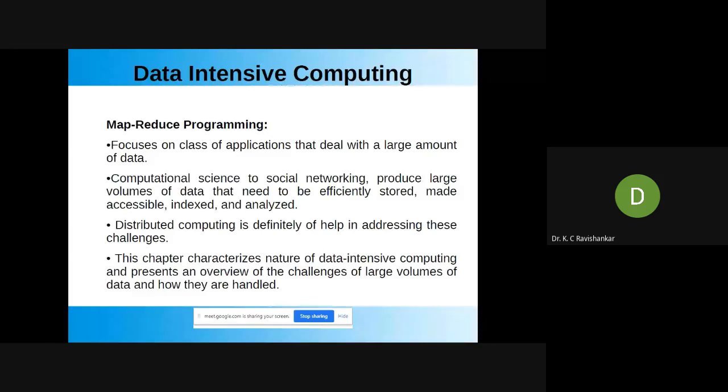You give chunks of data to various computing elements. They will analyze the data, process the data, compute the data, and then give the results back to the originator. So this is where distributed computing is of much use. In this chapter, we understand the nature of data-intensive computing and present an overview of the challenges of large volumes of data and how they are handled.